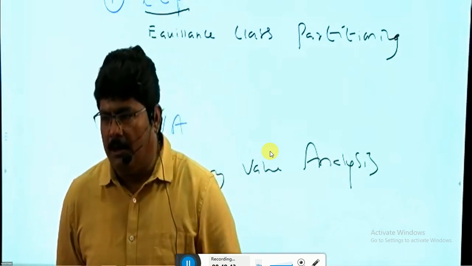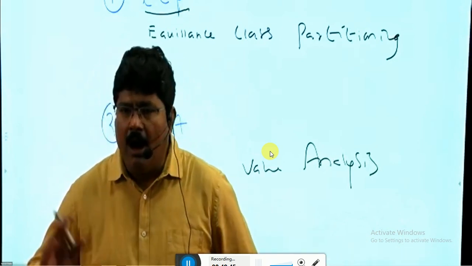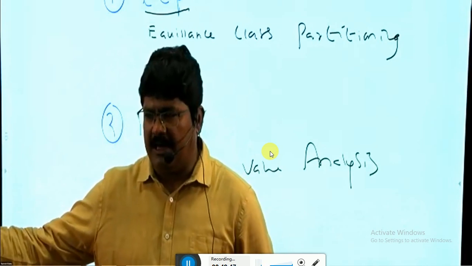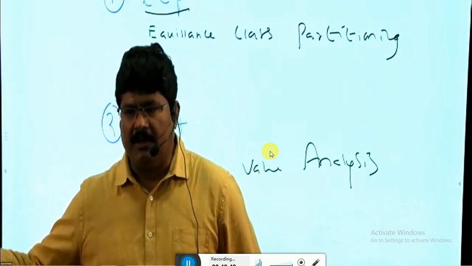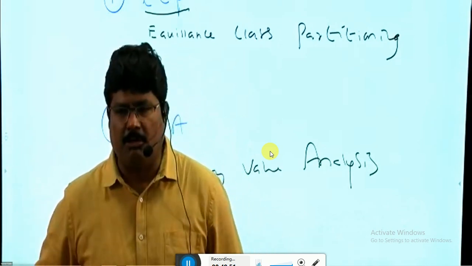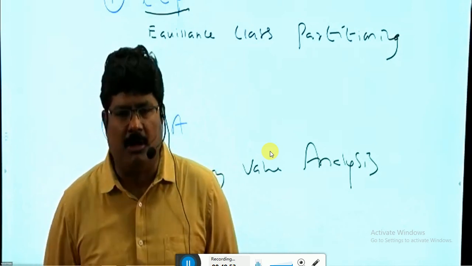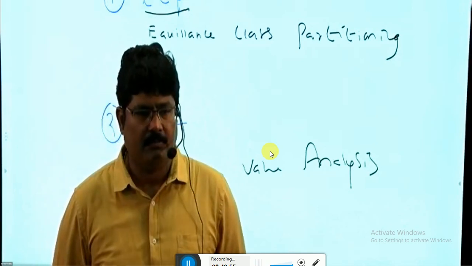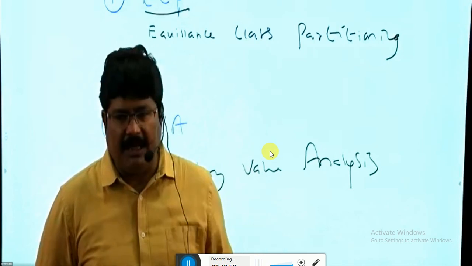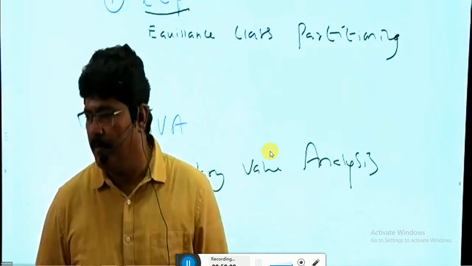Age should not be below 21. All inputs belonging to the other side, the right side partition, 61, 62, 63, whatever, the system should display an error message, age should not exceed 60. Hence, we call them equivalence groups, equivalence partitions.